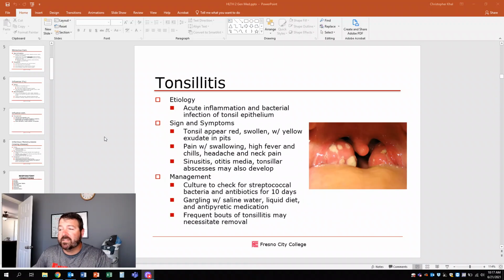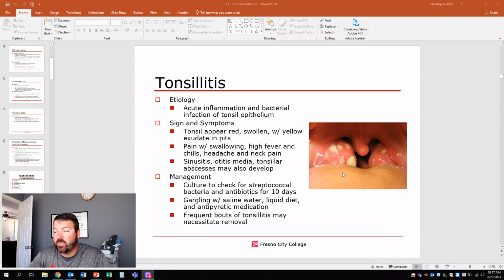All right, tonsillitis: acute inflammation and bacterial infection of your tonsils. Signs and symptoms: tonsils appear red and swollen. You'll see yellow pits in there. Pain with swallowing, high fever, chills, headache, neck pain. Sinusitis, otitis media, which is that ear infection. Tonsillar abscesses may develop. Management: get checked for strep. That's really, really important.